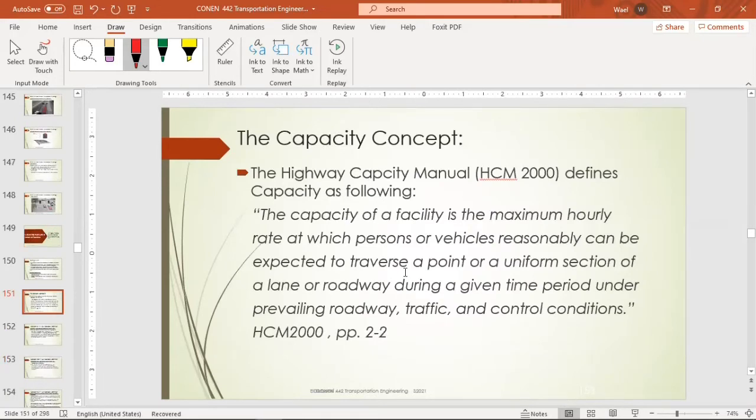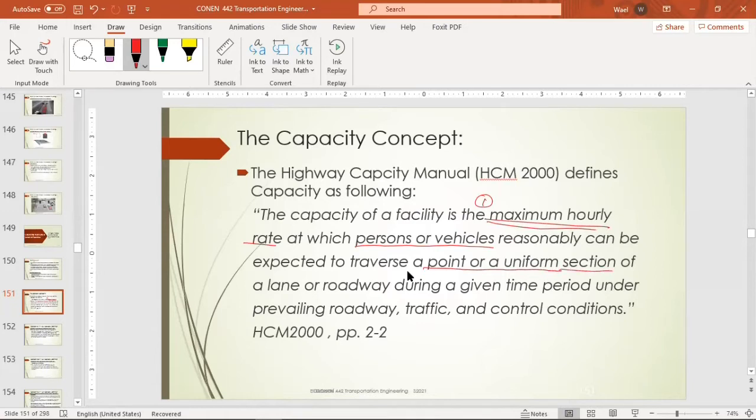First of all, what is capacity? What is the definition of capacity? The Highway Capacity Manual defines capacity as the following. It says that the capacity of a facility is the maximum hourly rate at which persons or vehicles. See with me, it says the maximum hourly rate. So that's the first part. Which persons or vehicles? That means you can calculate capacity for persons or vehicles. Reasonably can be expected to traverse a point or a uniform section. So we can measure capacity at a point or a uniform section.